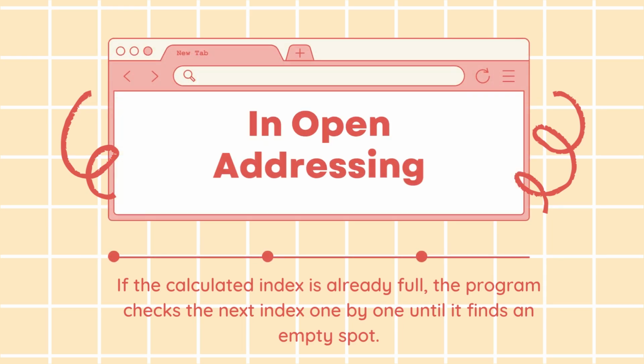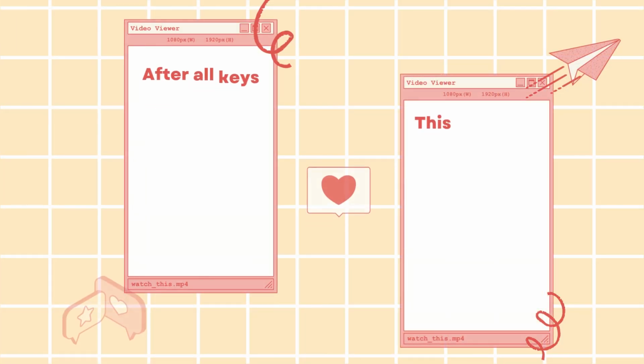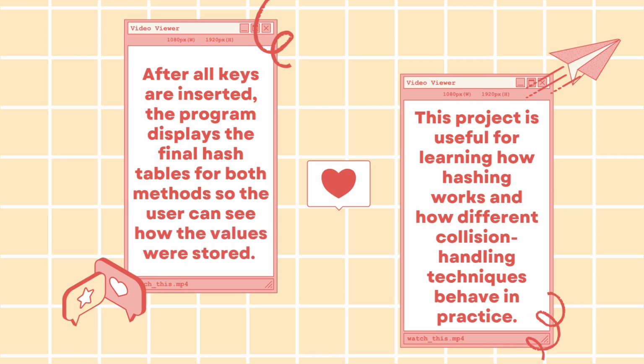In open addressing, if the calculated index is already full, the program checks the next index one by one until it finds an empty spot. Next is separate chaining. In separate chaining, the program allows multiple values at the same index by storing them in a linked list at the index. After all keys are inserted, the program displays the final hash tables for both methods, so the user can see how the values were stored.